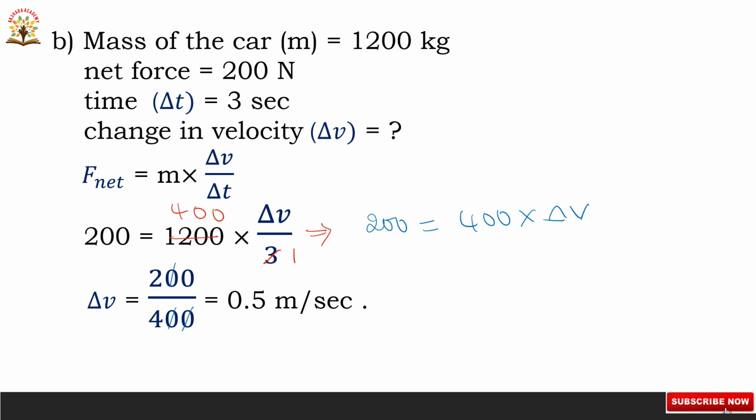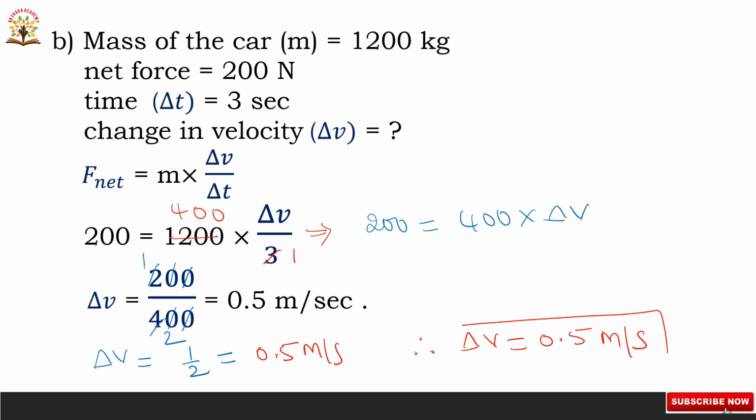Zeros get cancelled. 2 ones are 2, 2 twos are 4. So delta V is equal to 1 by 2, or we can write it as 0.5 meters per second. So therefore delta V, that is the change in velocity, is equal to 0.5 meters per second. Okay, this is about the calculation of change in velocity.